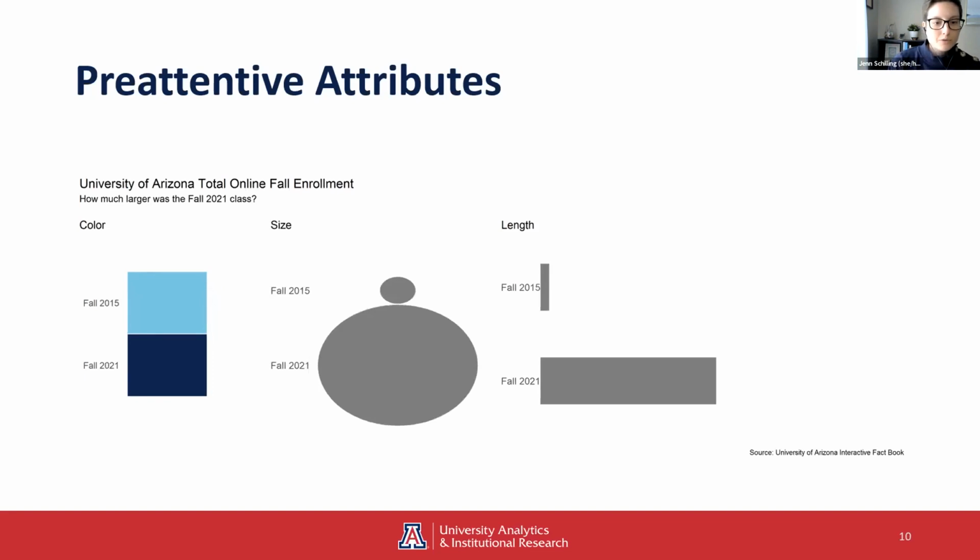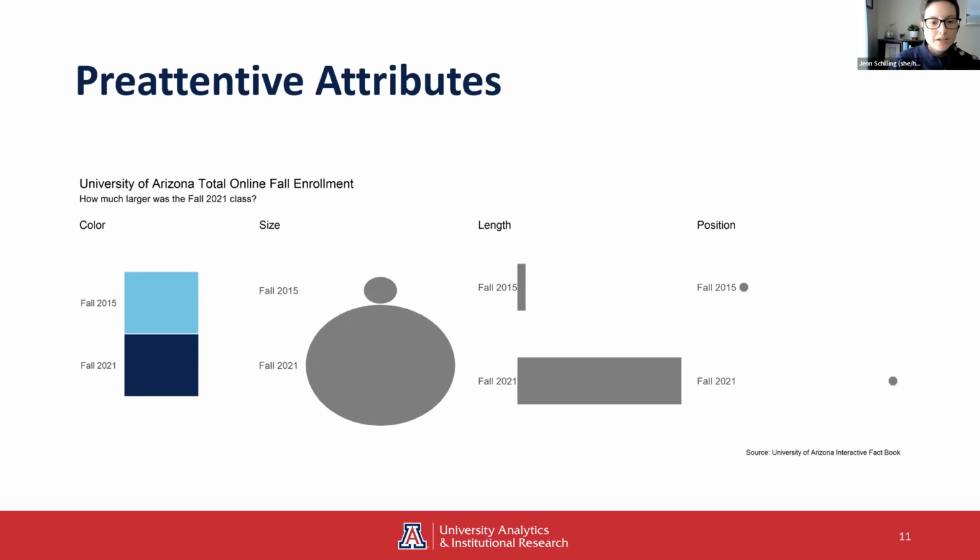Using length to encode the enrollment numbers, we can more precisely and perhaps more easily compare the enrollment in the 2 years. And if we use position, again, we can more precisely and easily compare the two falls.